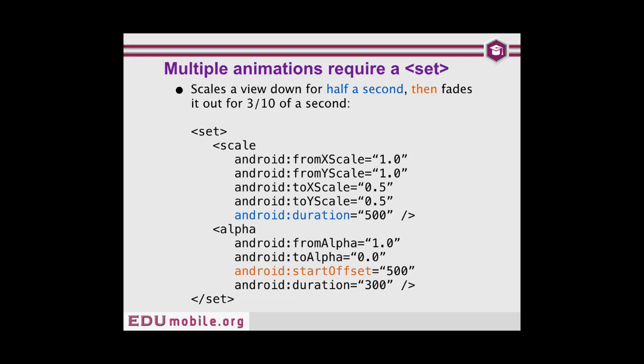Then the alpha kicks in after the scaling does. So from alpha is 1, fully opaque. To alpha is 0, fully transparent. Start offset is 500 milliseconds because the duration of the scale animation was 500 milliseconds. So we want to start after the scale animation has completed, and then the duration is 300 milliseconds. That's 3/10 of a second.